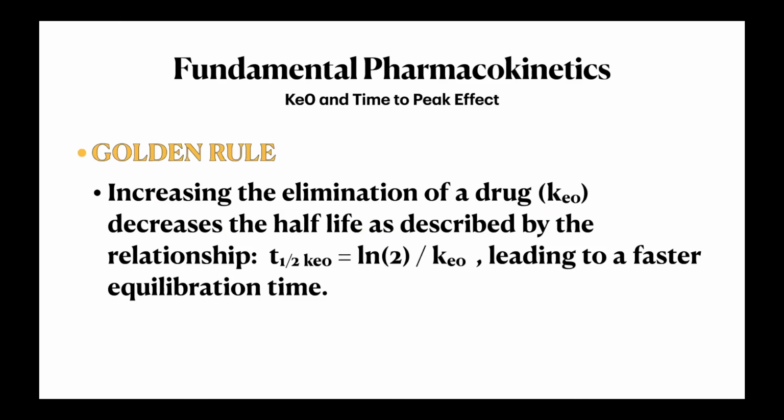So the how is: increasing the elimination of a drug, KO, decreases the half-life as described by the relationship T half KO equals the natural log of 2 divided by KO. And that leads to a faster equilibration time.